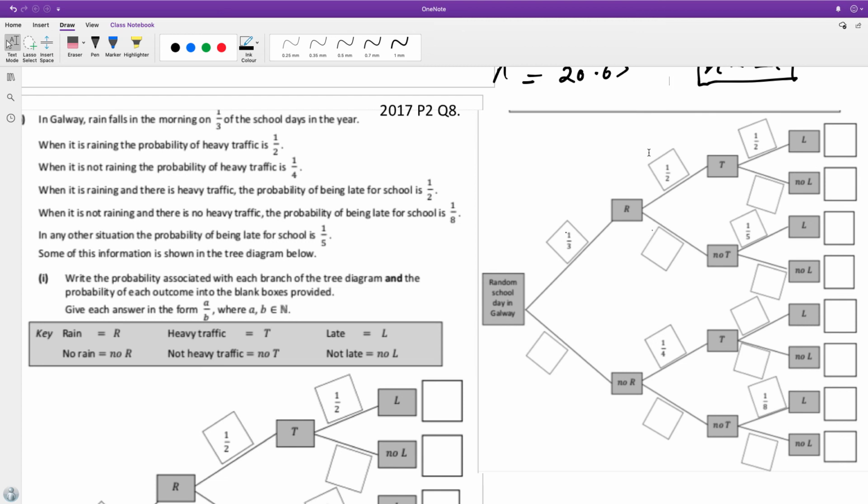Over here we said was a half. Down here we have 2/3. This is 1/4, down here is 3/4. If this is 1/8, this is 7/8. So the only ones we haven't filled in so far is what is the probability when there's no rain and we have traffic? What do we fill in? 1/5. In any other situation, probability of being late is 1/5, probability of not being late, 4/5.